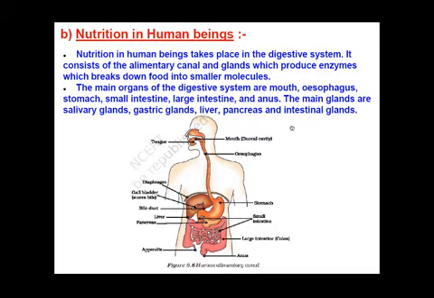The main organs of our alimentary canal or the digestive system include the mouth, esophagus, stomach, small intestine, large intestine, and anus. The main glands which form an important part of the digestive system are the salivary glands, which are present in our mouth, gastric glands, which are present in our stomach, then the liver is also a gland, the pancreas, and intestinal glands. So let us study about them in detail.